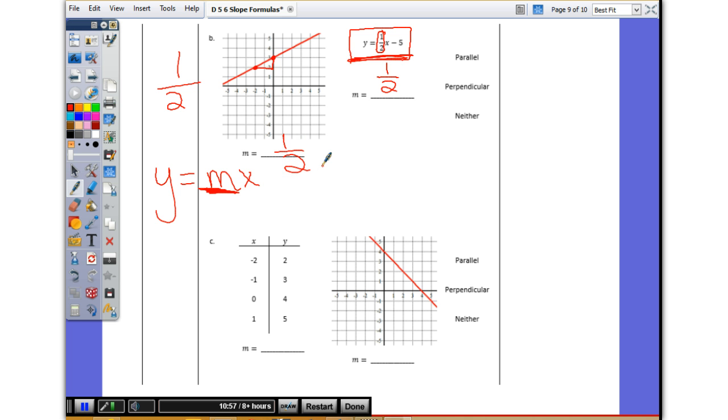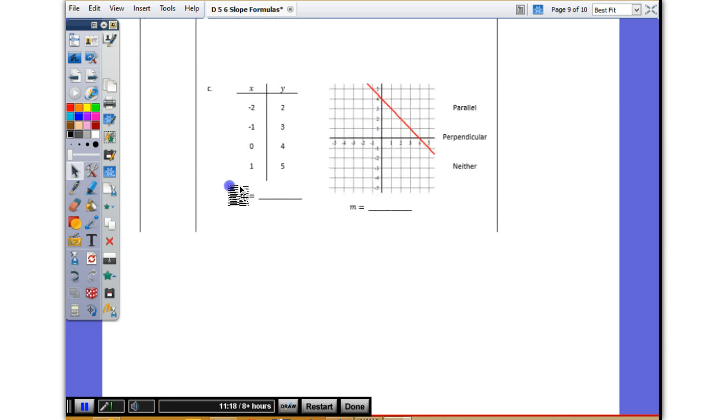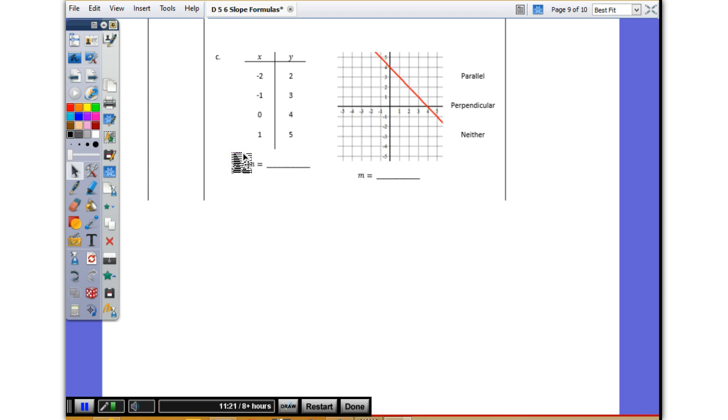Which one of those 3 words do I circle? Who says parallel? Who says perpendicular? Who says neither? Good. Majority rules. They are parallel. Why? They're exactly the same. All right, I'm going to give you a couple seconds to do letter C on your own. So if you're watching the video, pause it at this point so you can figure out the 2 slopes and see what you get circled.